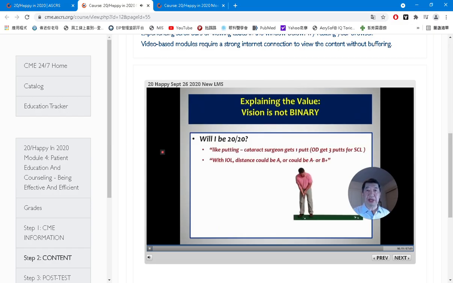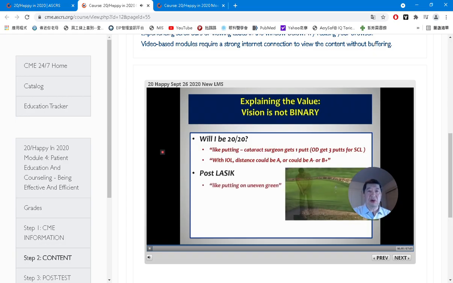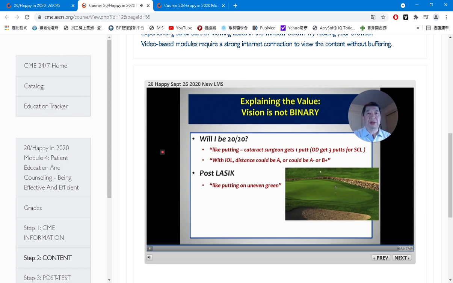Well, how do I explain for the post-LASIK patient what's going on? I tell them that cataract surgeons, we only get 1 putt to hit the target, compared to the optometrist with different contacts gets multiple putts. So that's why we can never promise the outcome. But I explain that with their LASIK, it's changed the cornea and introduced multiple different errors into our calculation. It's like putting on an uneven green. So they very well could get a C because of that.